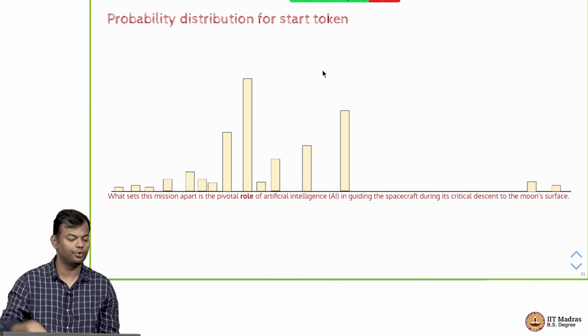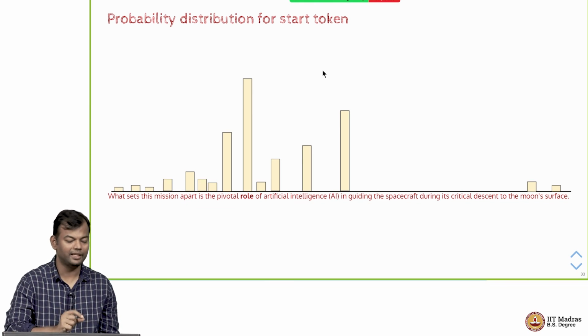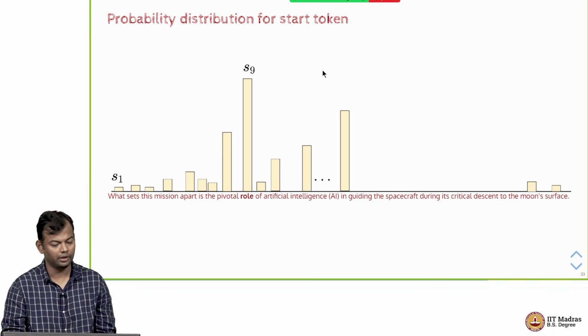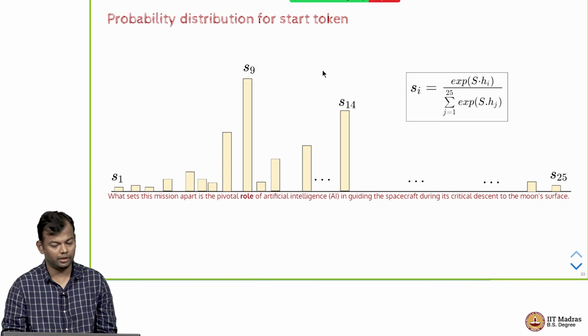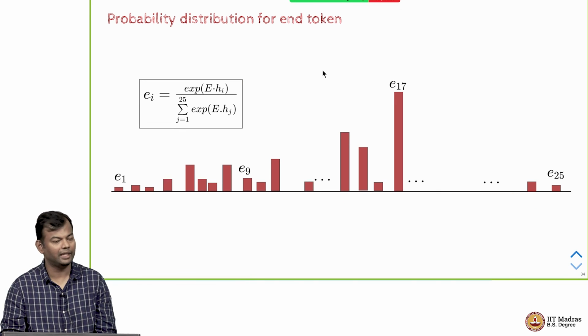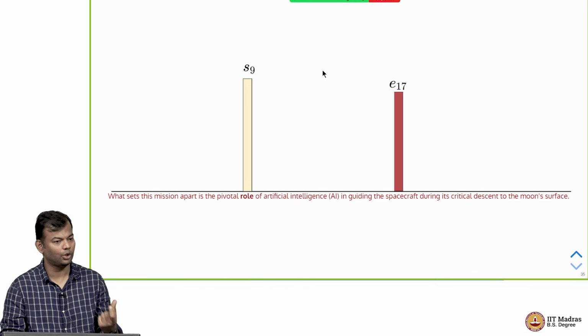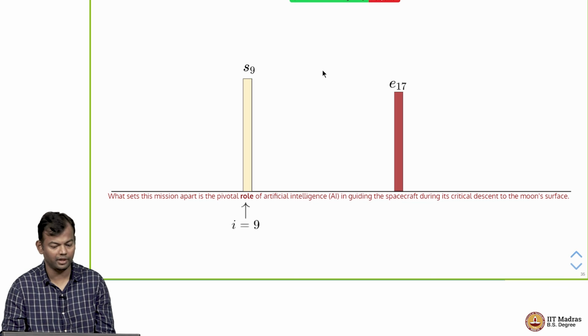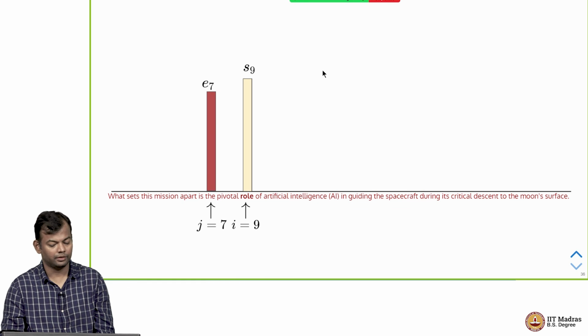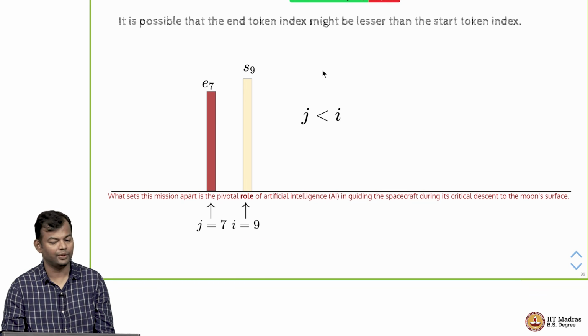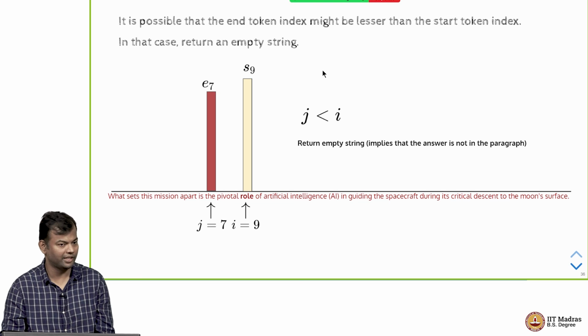Suppose this is the distribution over the start tokens, and you can see that role has the maximum probability here. So role will be predicted as the start token, once you compute S_i. S9 happened to have the maximum probability. Similarly, E17 happened to have the maximum end probability. So you will say that S9 is the start token, E17 is the end token, and everything between these two tokens is the answer. And j should be greater than or equal to i. If j is less than i, then you will just say that the answer is not found, and return an empty string.